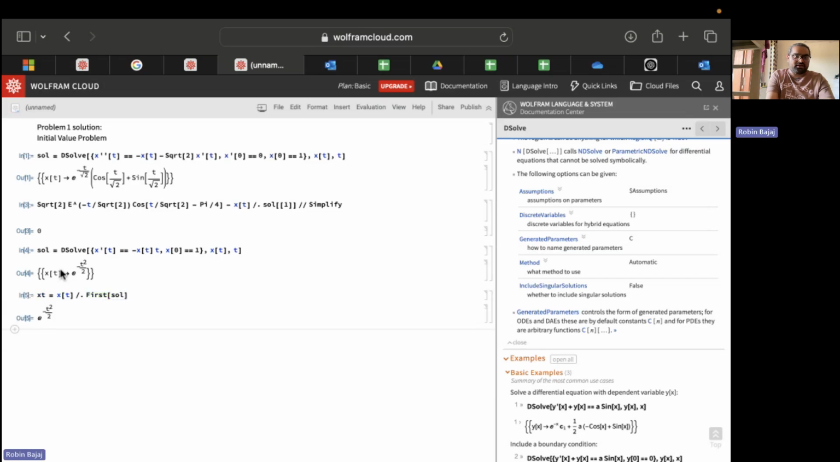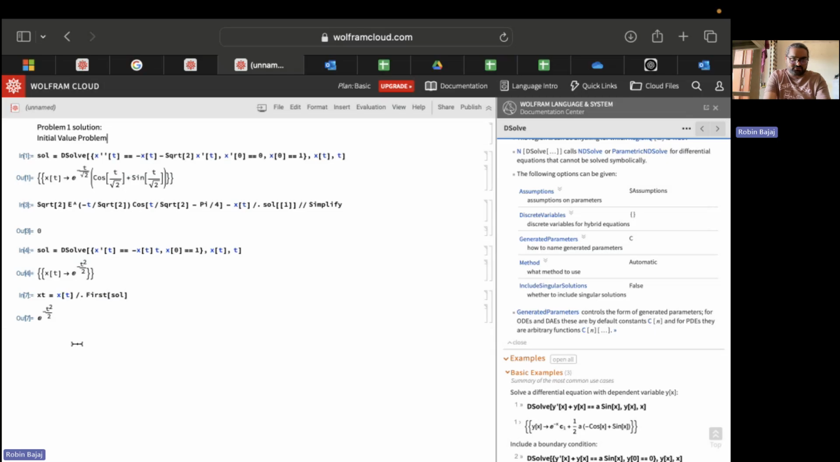It will give me just e to the power I square. Or I could have done this as well. It's the same thing, right? So if I do first, in both the cases, same thing. Okay, you have this now.